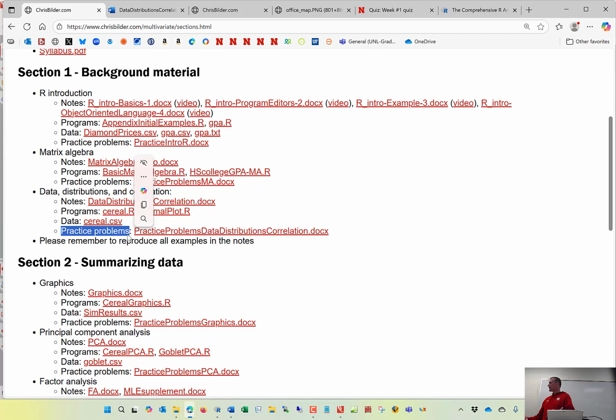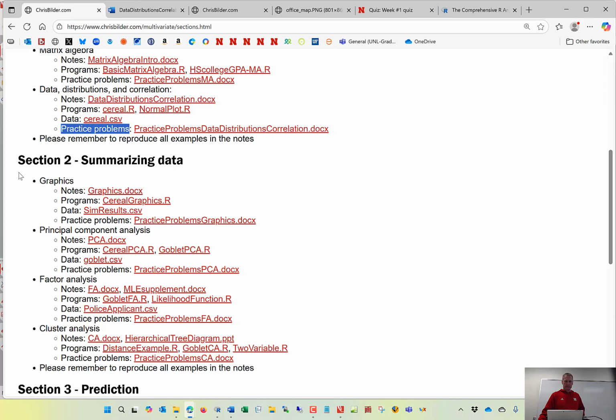Again, partial answers are associated with these practice problems. There's nothing there that's graded, nothing that you need to turn in. So section 1 is background material.